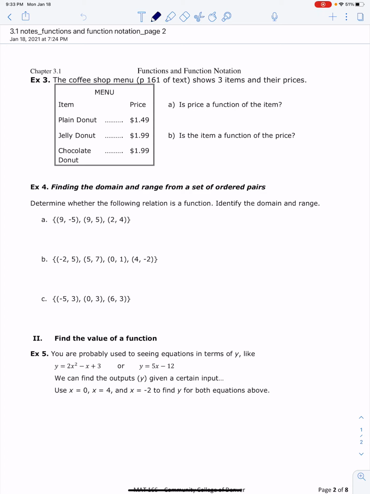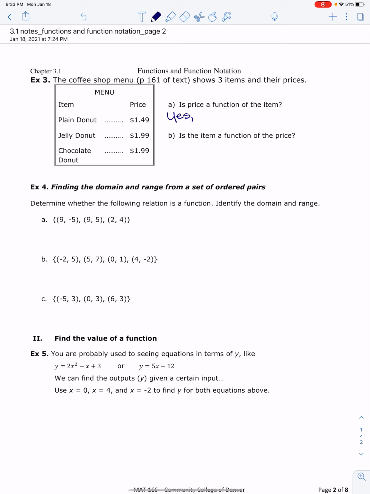These are the 3.1 notes, functions and function notation, page 2. So at the top, we have an example from the text. We've got 3 items and their prices. And so A asks, is price a function of the item? Which means, given an item, is there only one price? And that's going to be a yes.